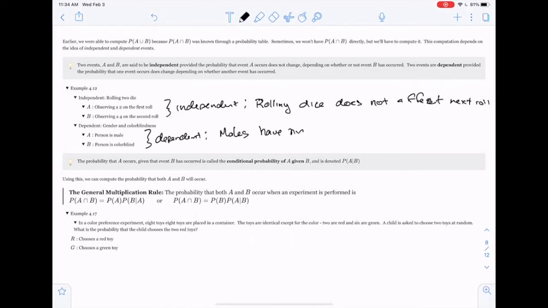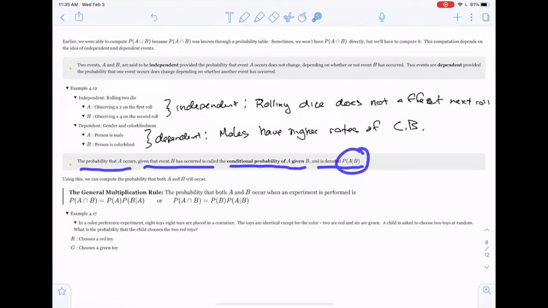Males have higher rates of color blindness. So if I knew a person was male, that would change the probability that the person is colorblind. They are more likely to be colorblind. And so what we can do with this is talk about restricting our sample space or restricting our population. So the probability that A occurs, given that B has already occurred, is called the conditional probability of A given B. And we denote it with this little bar in between A and B.